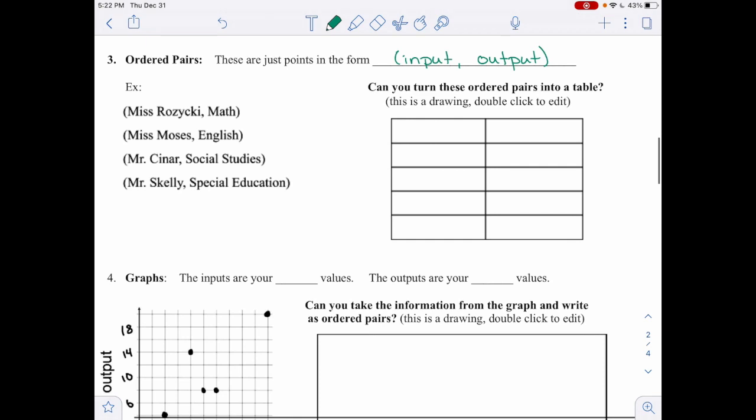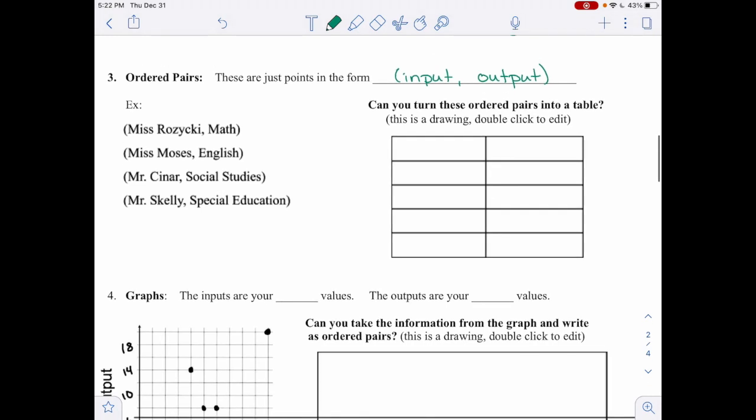But here, again, I can use anything when I talk about relations, right? They're connections. So for the example here, I used teachers and subjects, right? Mr. Zaki, myself, my relation to a subject is math. Miss Moses' relation to a subject is English. Mr. Sinar, social studies. Mr. Scally, special education, right? And I could have a couple of different relations, but math is my main relationship to a subject, right? So my main connection. So that is showing ordered pairs with teachers and subjects.